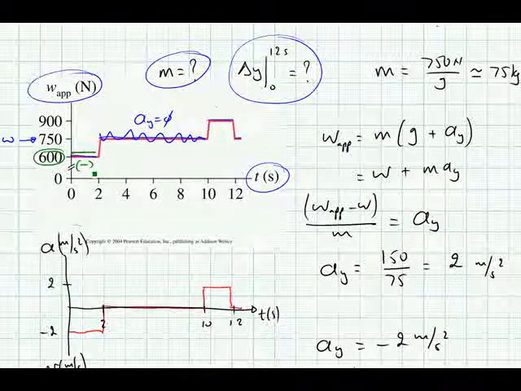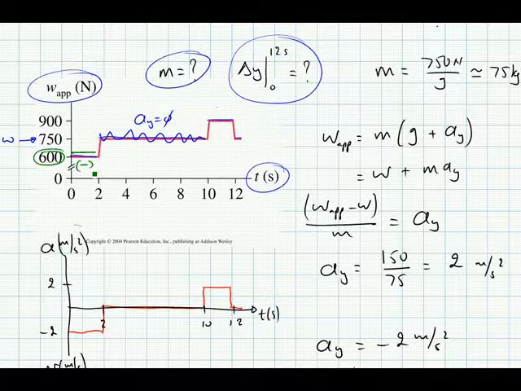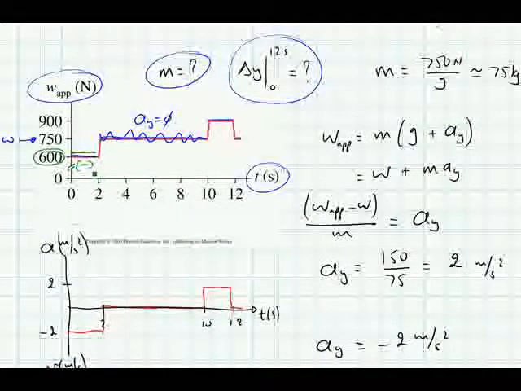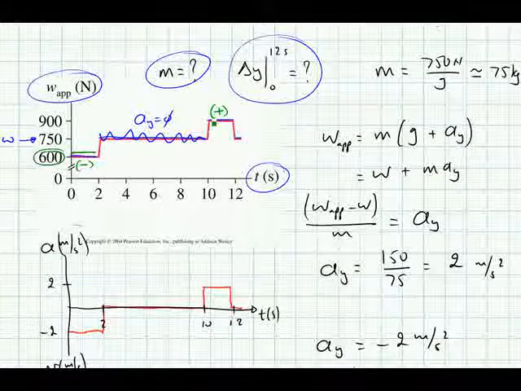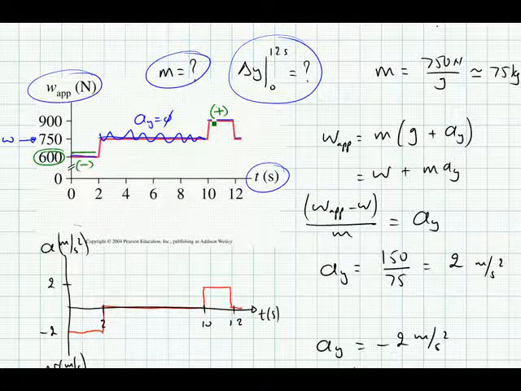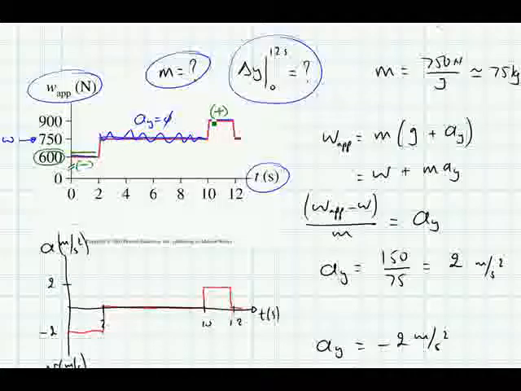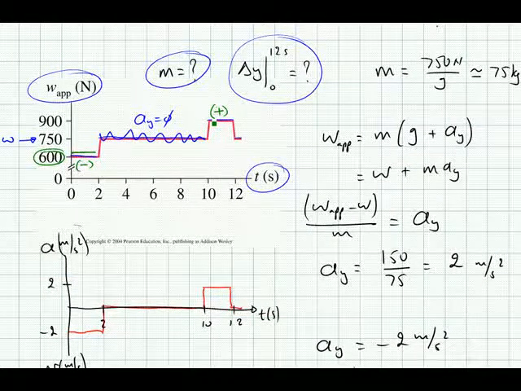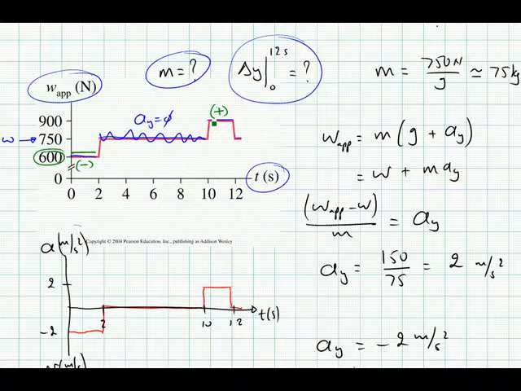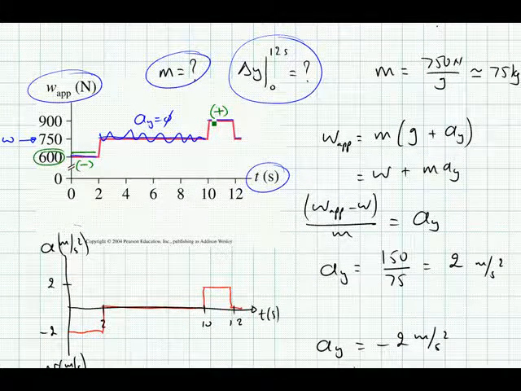And after we come down close to the floor that we're trying to get off, the elevator applies a positive acceleration to bring the elevator to a stop. So our apparent weight now rises from 750 to 900 newtons.